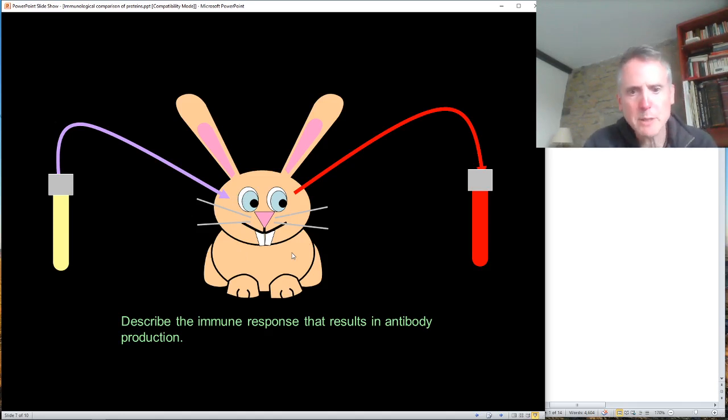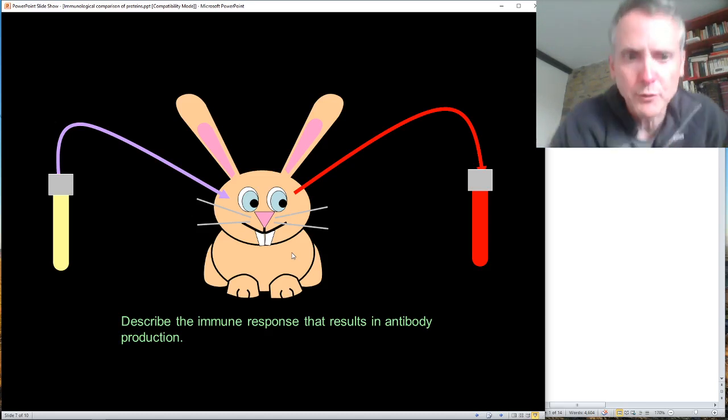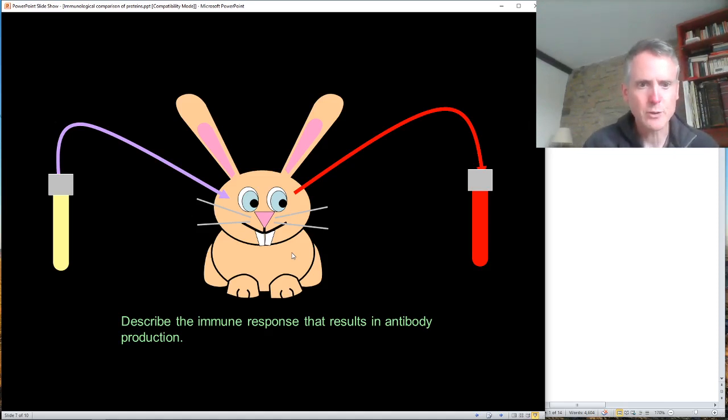It says, describe the immune response that results in antibody production. And you can see how they can mix questions around, and what they like to do is build, like I can get a bit of topic 2 and a bit of topic 4 in one question. They love doing that. So yeah, describe the immune response.